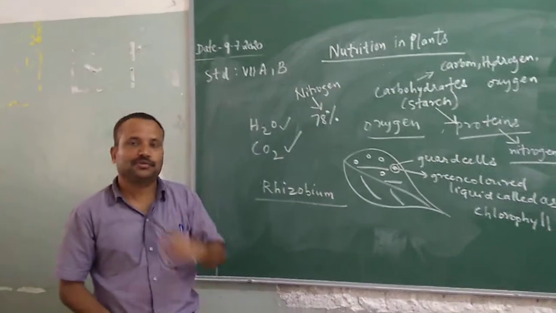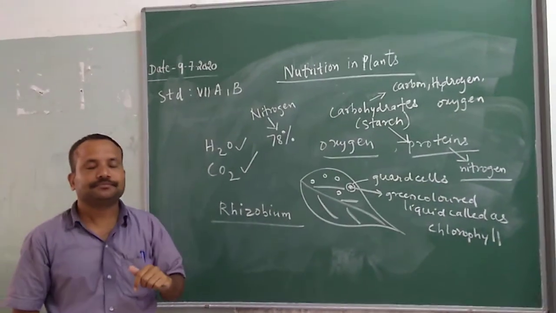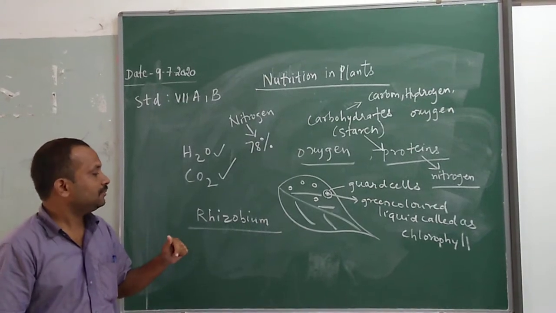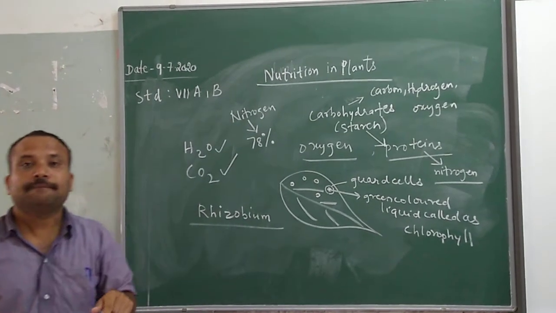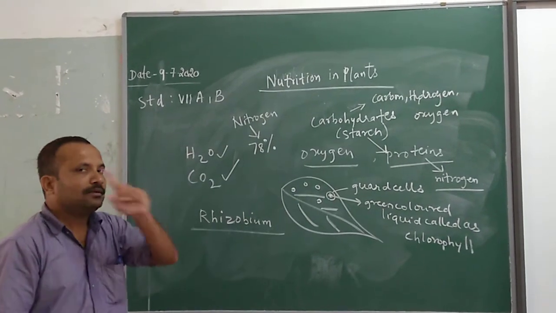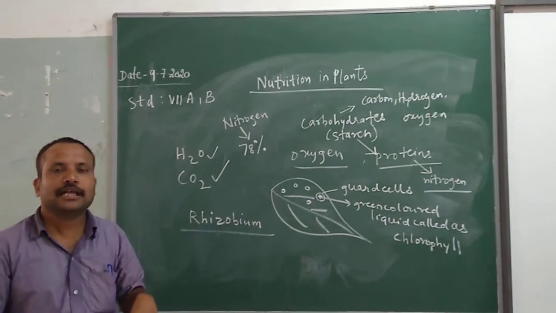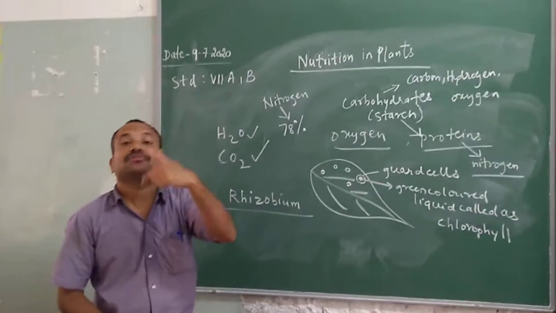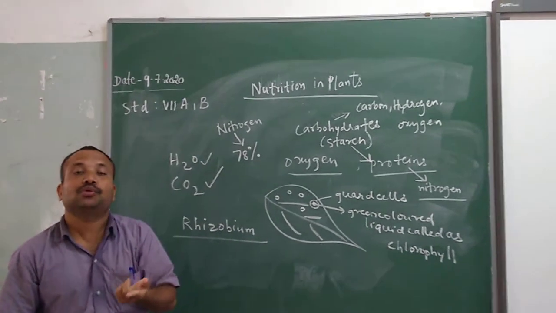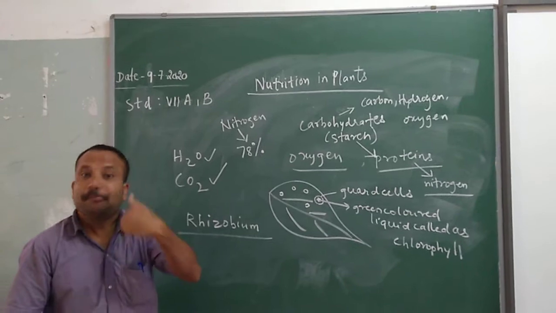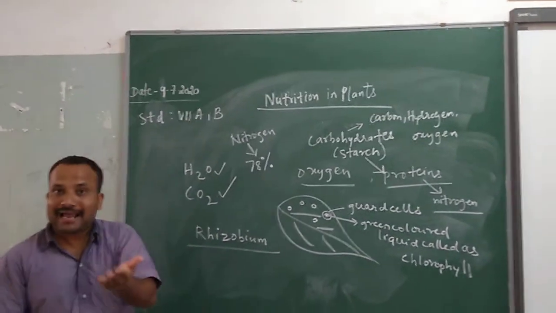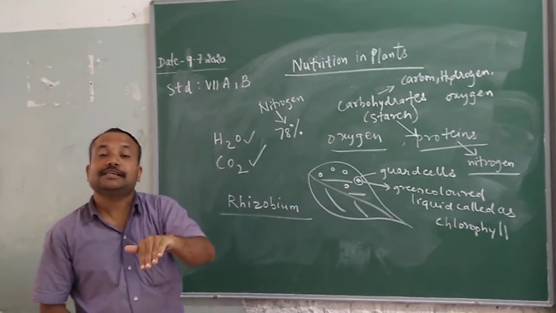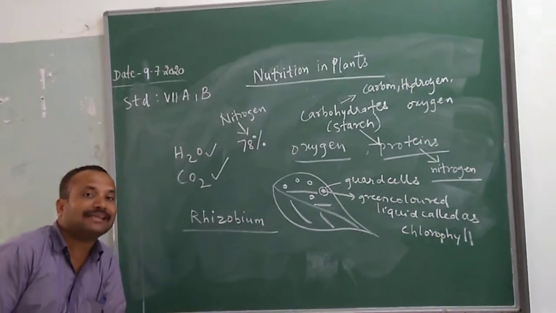This rhizobium, which is present in the soil, can absorb the atmospheric nitrogen and convert it into usable nitrogen, which is mixed again in the soil, so that plants, with the help of their roots, absorb the nitrogen which is mixed in the water in the soil.